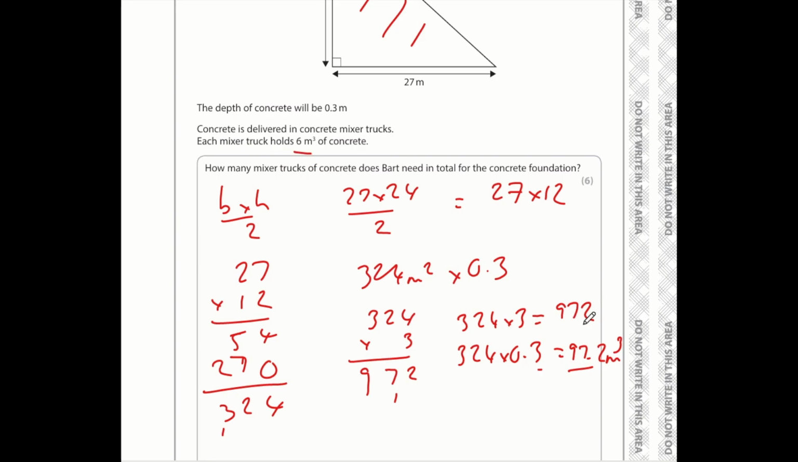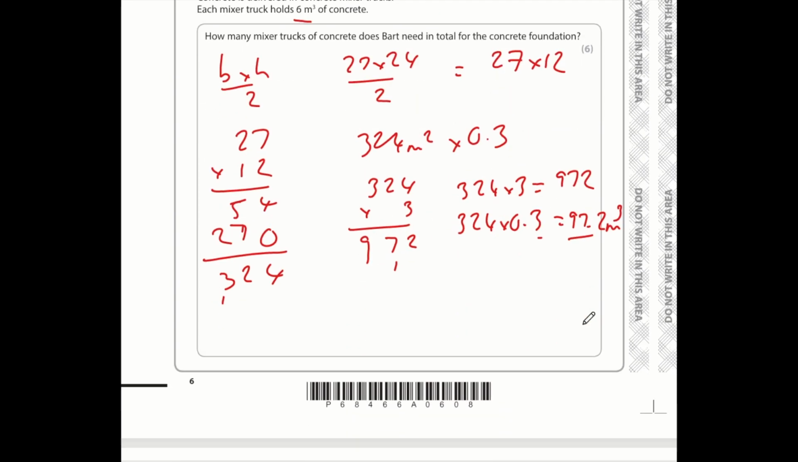Well, how many 6s go into 97.2? In other words, what is 97.2 divided by 6? Dividing a decimal is quite easy, just put a decimal point on top of the bus stop. 9 divided by 6 is 1 with a remainder of 3. 37 divided by 6 is 6 with a remainder of 1. 12 divided by 6 is 2. So we need 16.2 trucks.